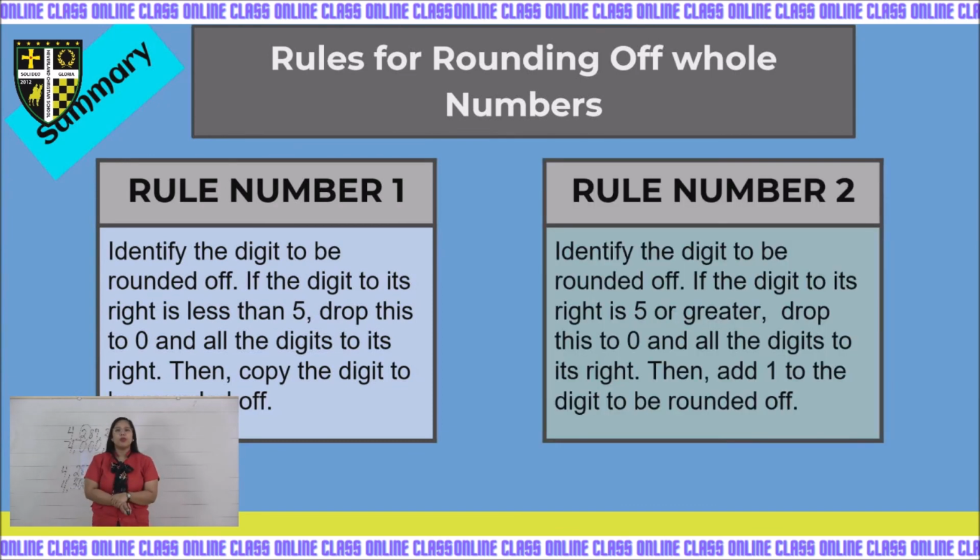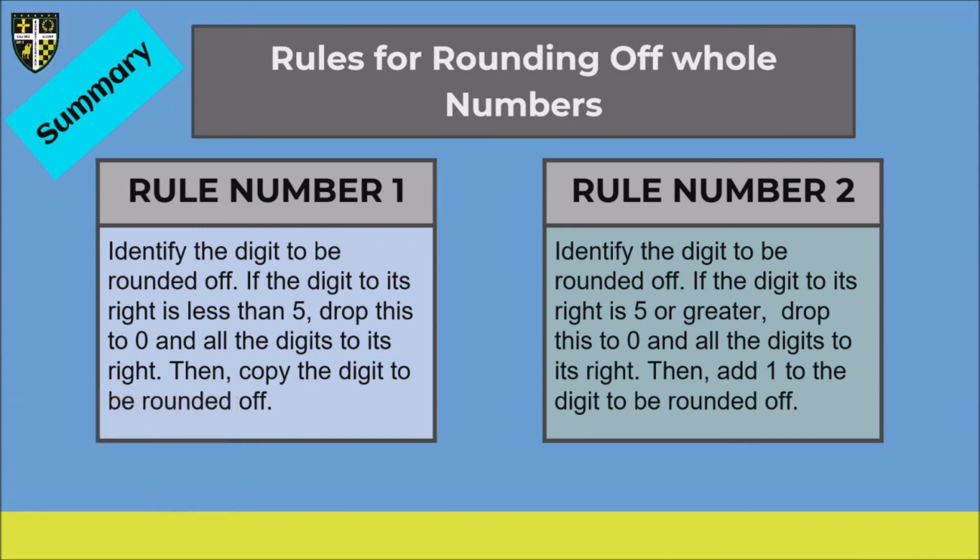Next one, we have the second rule. The second rule is identify the digit to be rounded off. If the digit to its right is 5 or greater, meaning we have 6, 7, 8, and 9, we will drop this to 0 and the digits to its right. And then we will just add 1 to the digit to be rounded off.